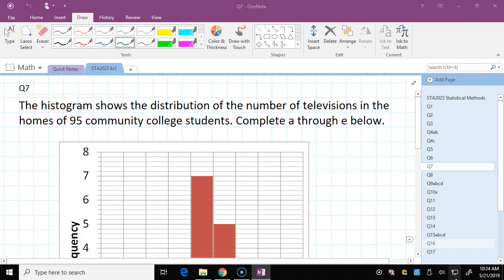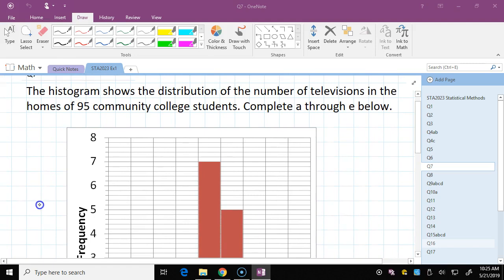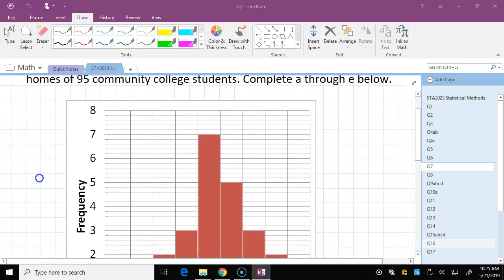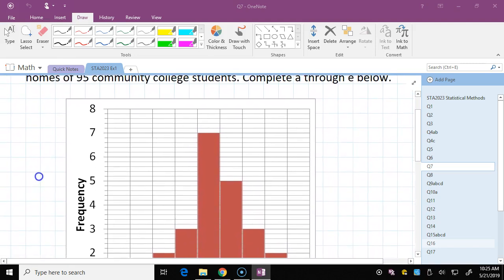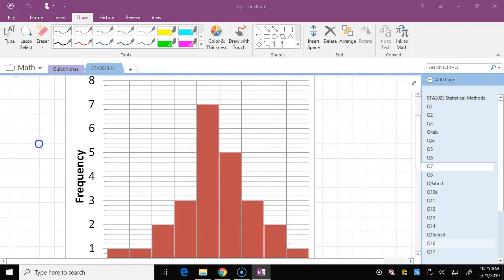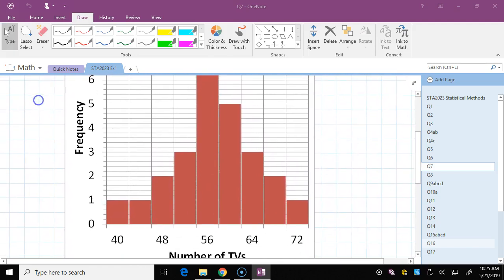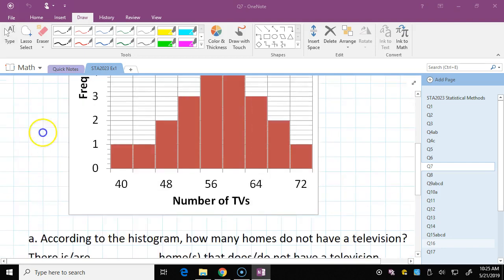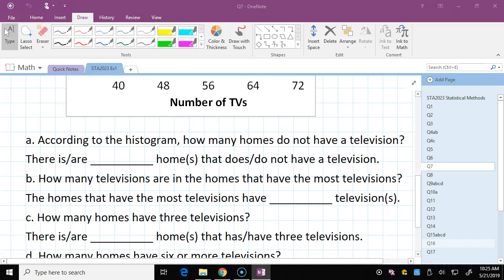It says the histogram shows the distribution of the numbers of televisions and homes of 95 community college students. So here's our histogram, which is huge. Let's start answering some questions, because this is all about answering observations about what you see here. It says, according to the histogram, how many homes do not have a television?